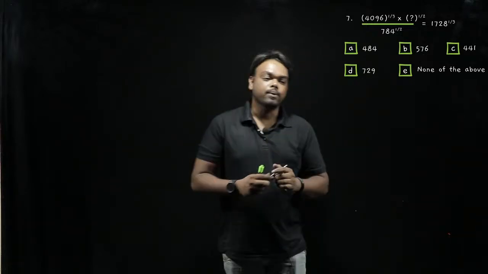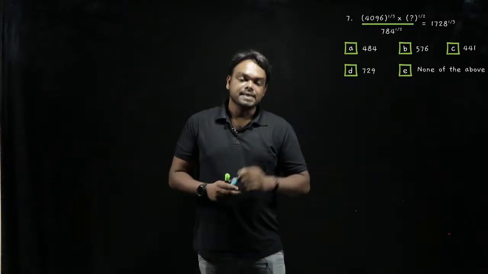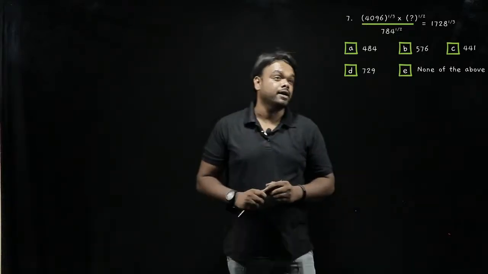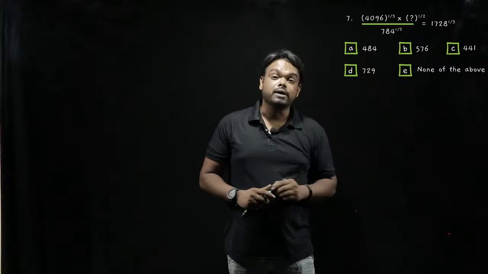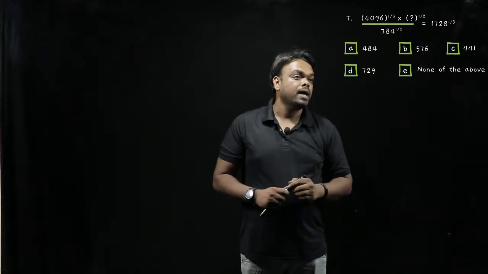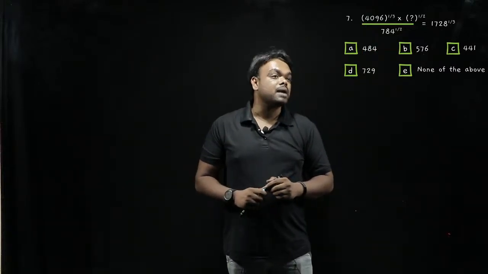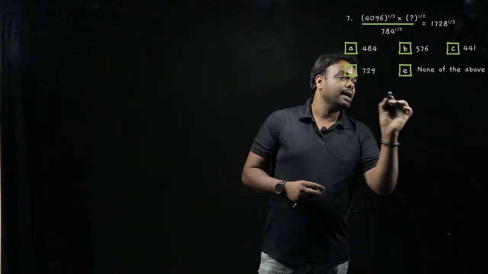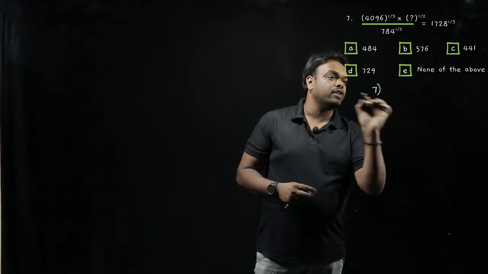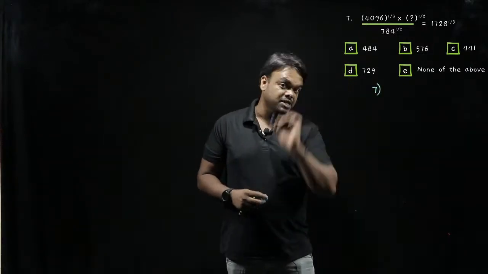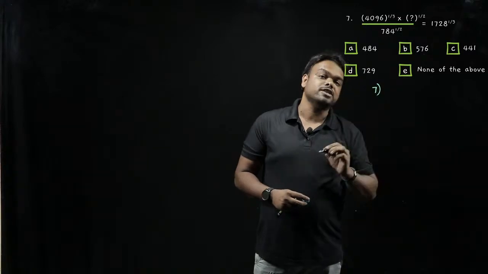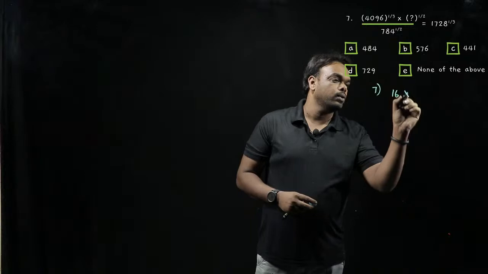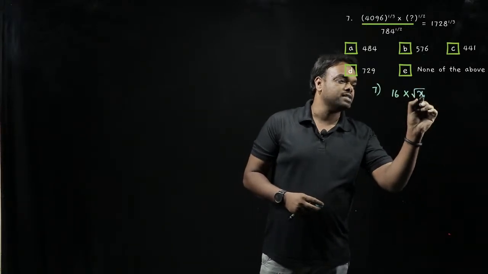Well, we have solved question number 6 already. So let us go with question number 7. What does question number 7 say here? We have 4096 to the power 1 by 3 into question mark to the power 1 by 2. Let me write directly. If you look at 4096, that is nothing but 16 cube. Power 1 by 3 is the cube root of 4096, so this is directly 16 into x to the power 1 by 2, which is nothing but root x.